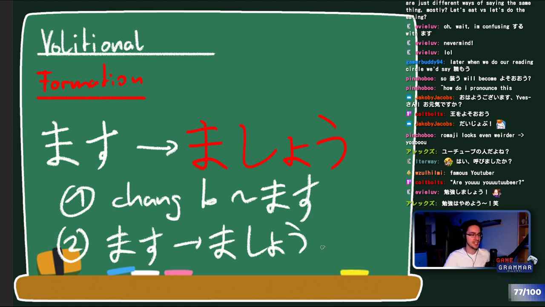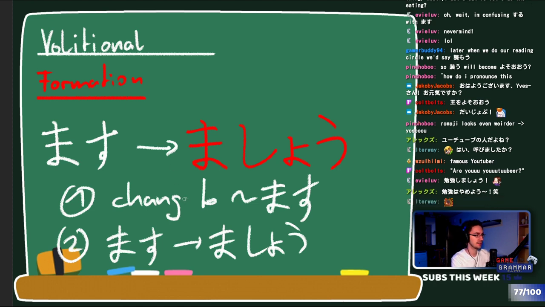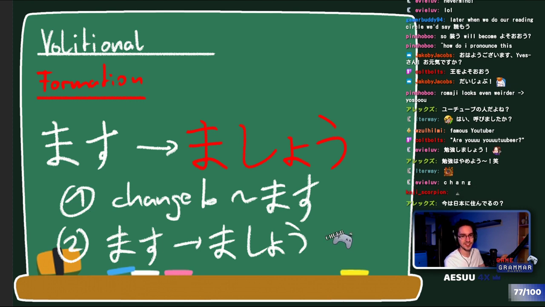Just notice that I missed an E there. I'm the master of spelling. I'm not sure if I've told you. So yeah, do it in this order. Make it polite first and then change mas to masho. Don't try and do like, okay, yobo mas. You'll get confused. This order, not the other. The other doesn't work.